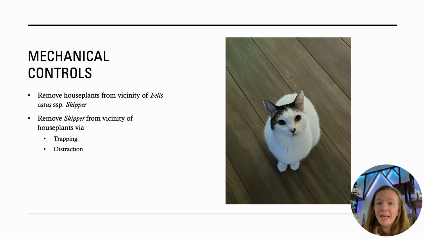Okay, so some mechanical controls that we can implement to encourage a harmonious existence of both houseplants and skipper in the house. You can remove houseplants from the vicinity. Now, you might be remembering that photo of him on top of the cabinets, so obviously this can be a little difficult, since skipper, this specific subspecies of Felis catus, does tend to want to climb. But you can also remove skipper from the vicinity of your houseplants by trapping or distraction, and I'll go into more detail with those in a minute here.